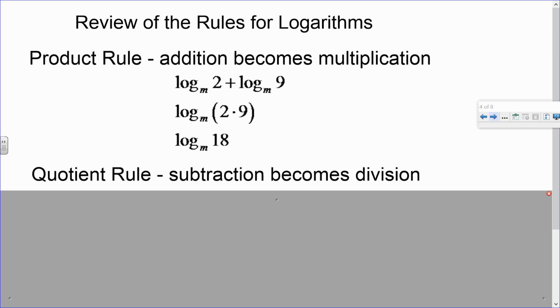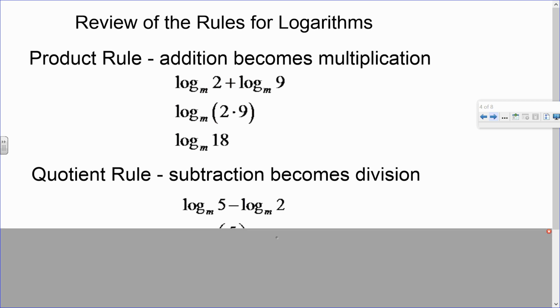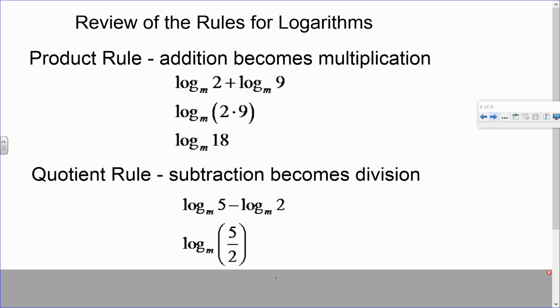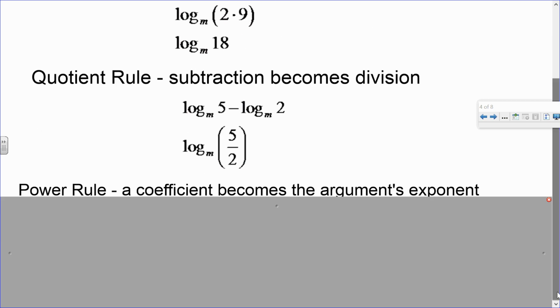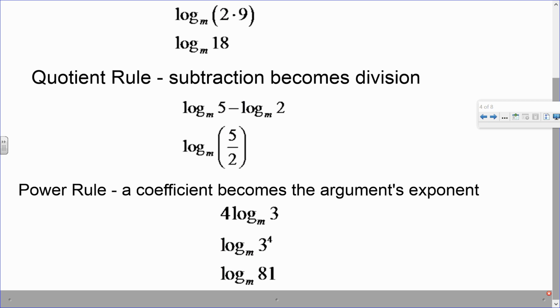A little bit louder this time with everybody answering. If I have log base m of 5 minus log base m of 2, what do I have to do? Log base m of 5 over 2, 5 halves, 2 1/2. And if I have 4 log base m of 3, that is log base m of 3 to the 4th, 81, whichever way you want to answer that.